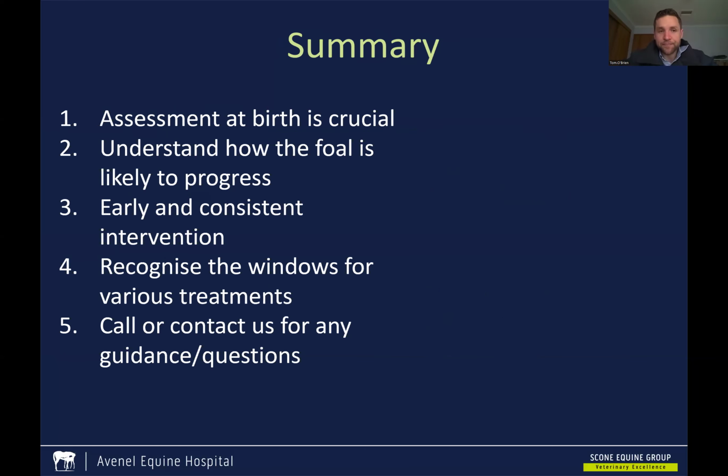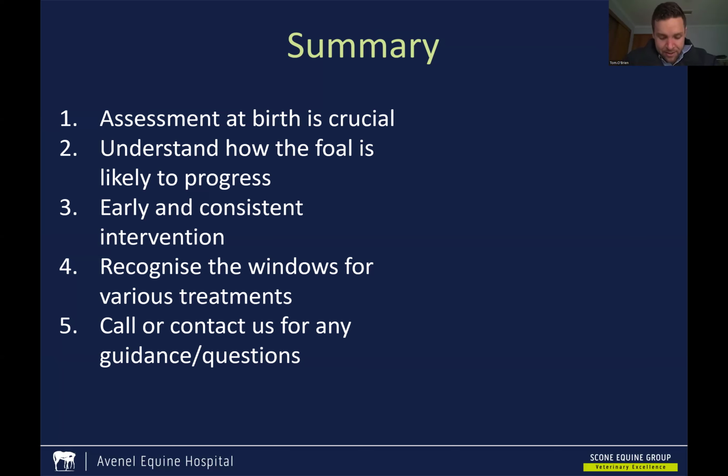So in summary, assessment at birth, I think, is crucial. Having an idea of how that foal is going to progress over the first few months of life, and understanding that a foal is really never born with straight legs. In fact, you probably don't want it to have straight legs from birth. It's going to have some degree of lateral deviation, and as the chest develops and as it grows, it's going to turn in. But if you do identify an angular limb deviation at birth, it's good to know that, because it's important to manage that as the foal develops.